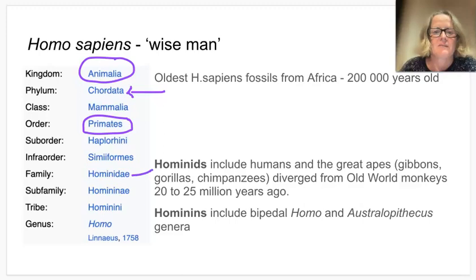So hominids. These include humans, great apes, gibbons, gorillas, chimpanzees, and these diverged from Old World monkeys about 20 to 25 million years ago. So Old World monkeys are monkeys with tails. And hominins, which is down here, and the subfamily, these include all the bipedal Homo and Australopithecus genus variants.